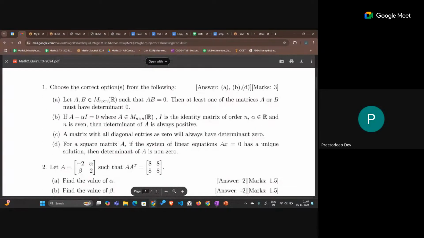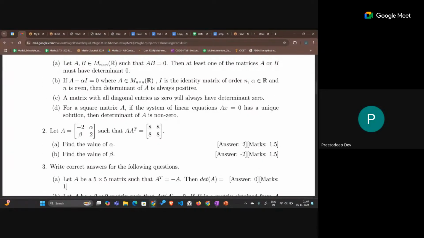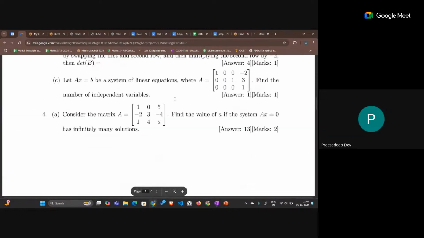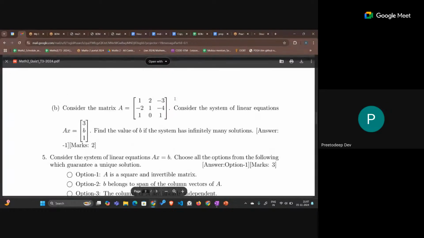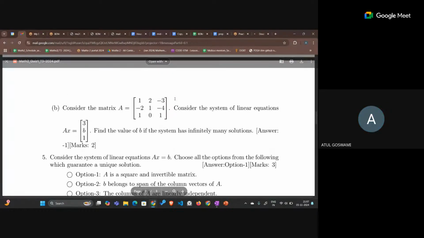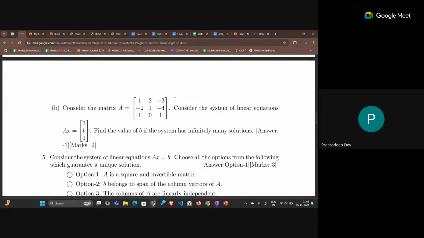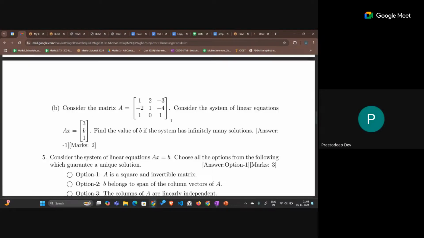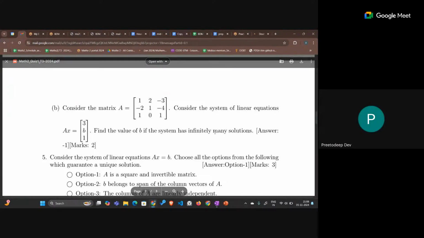I'll tell you the question. Consider the matrix A equals [1, 2, -3; -2, 1, -4; 1, 0, 1], and the system of linear equations is given, Ax equals 3b1. Find the value of b if the system has infinitely many solutions. The answer comes out to be -1. Yeah, this is the question. It seems they are shuffled.